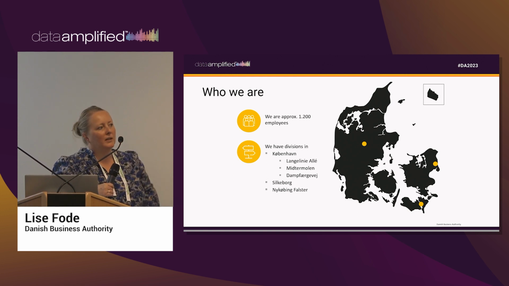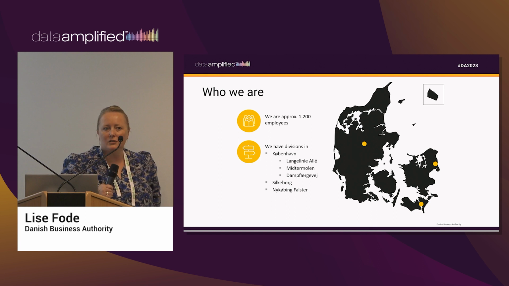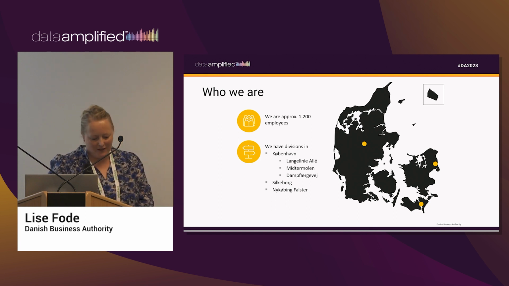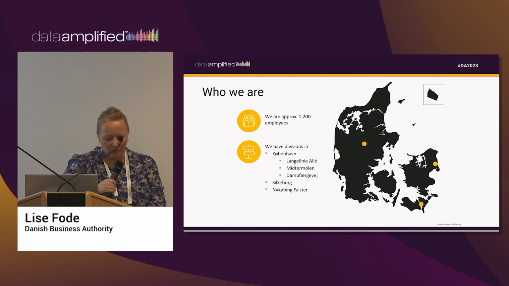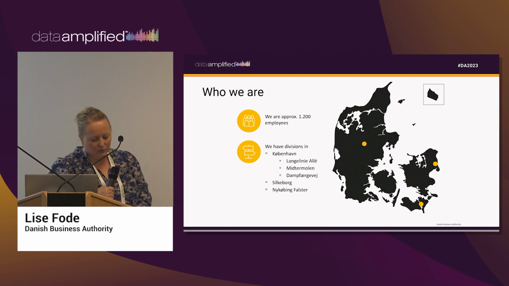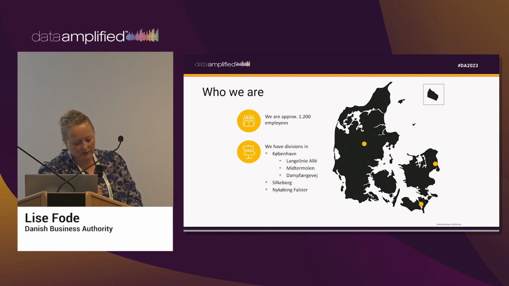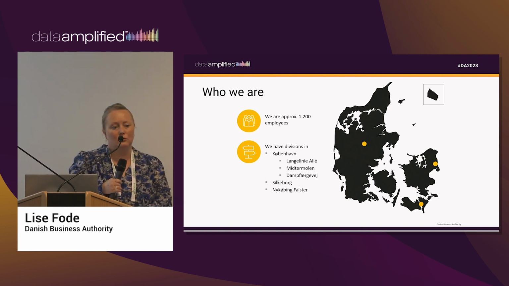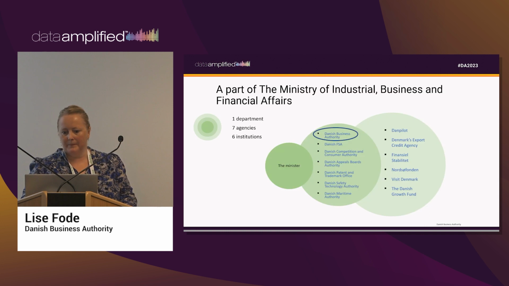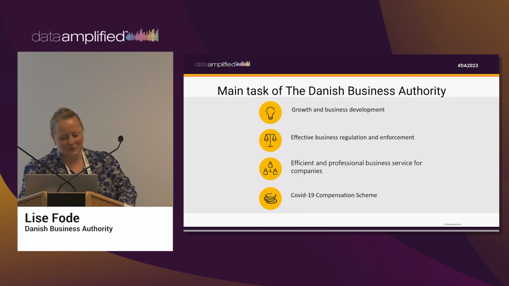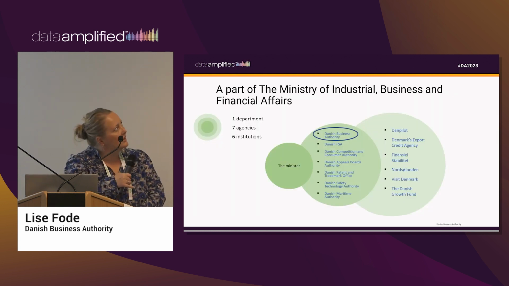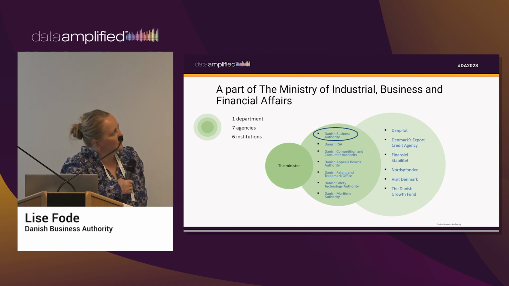Because we are so many and the agency is so large, we have very different expertise. So we have everything from working with rural development to digitization to effective supervision and control within funds, anti-money laundering, accounts, auditors, and EU controlling. As you can see, we are one department with 7 agencies and 6 institutions within.